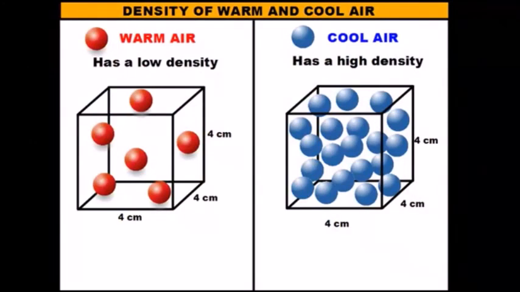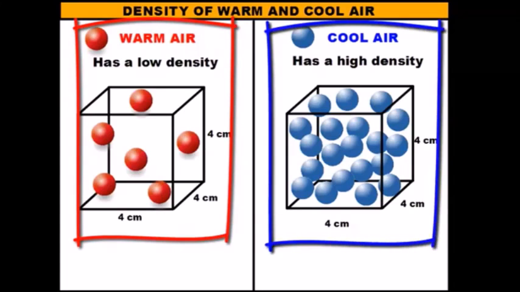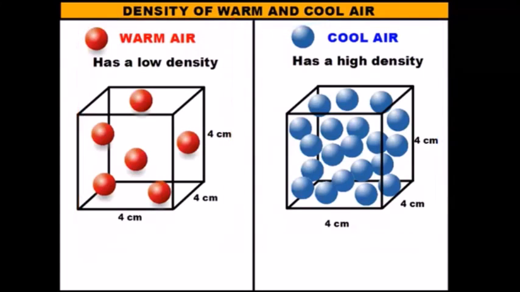So here on this slide, on the left I have warm air, represented by red spheres, and on the right side of the slide I have cool air, represented by the blue spheres. Now they're in the same cube that we saw in the last lesson, but the cube is just there to give you a constant volume, a constant space. Both sides are equal in the amount of space that the air is occupying.